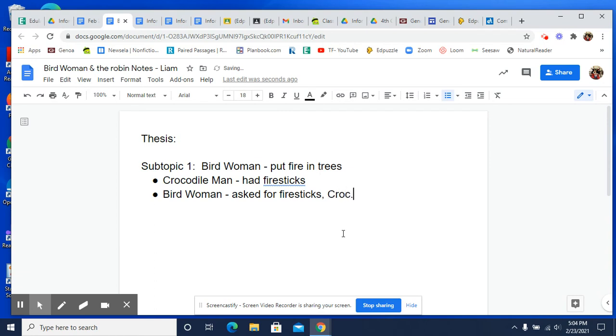rock. Now I'm using abbreviations because if you need to write out crocodile, then you write out crocodile. But these are notes, so I'm just using abbreviations. When you write your essay, you need to write crocodile man. Croc wouldn't share. Okay.